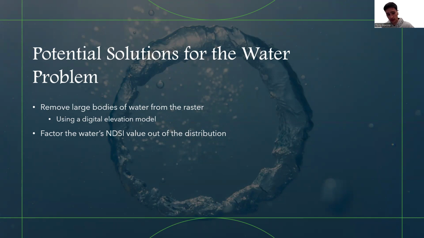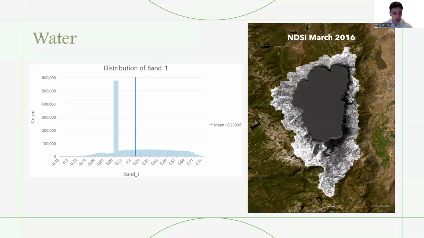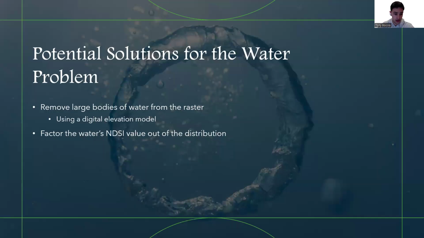But another potential method is to just leave the water in there, calculate the NDSI, and then factor the water's NDSI value out of the distribution. Because like I've been saying, it shows a pretty smooth distribution with just one spike in it. So if you can factor that spike out, maybe fit the data and project where that NDSI value would be if the water wasn't there, then maybe you can analyze it further.